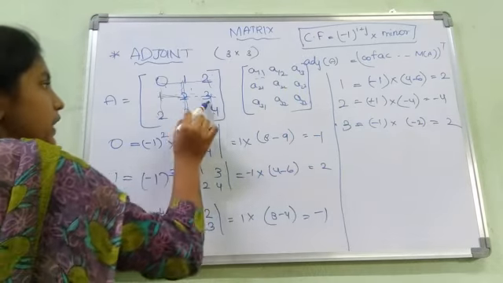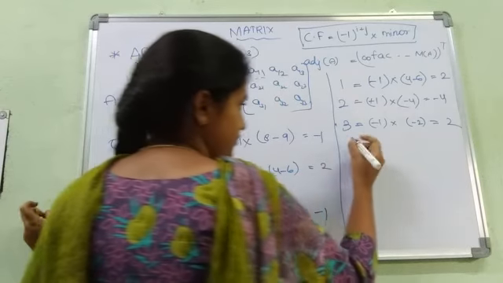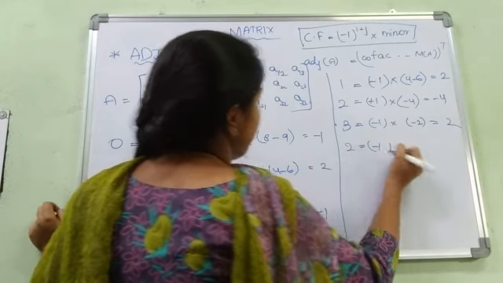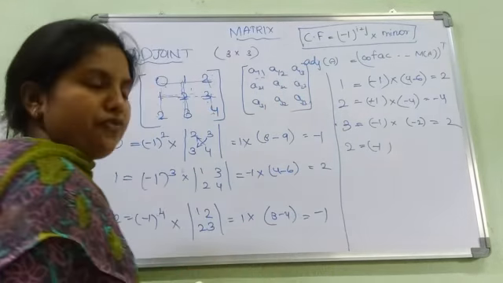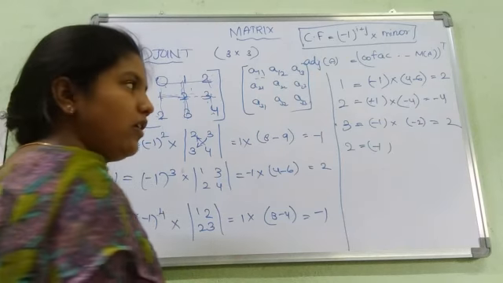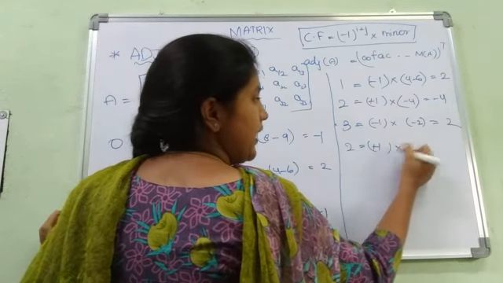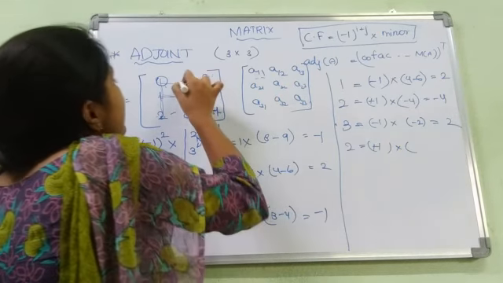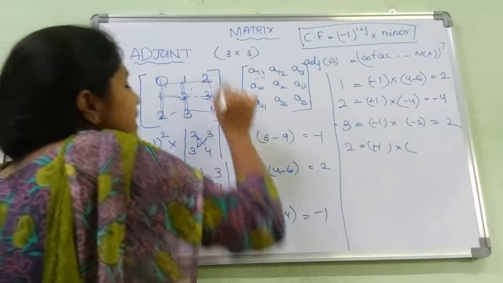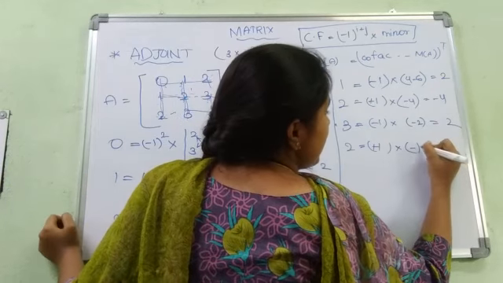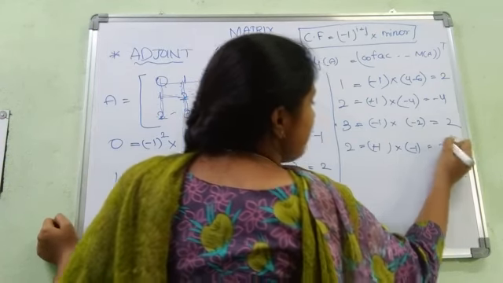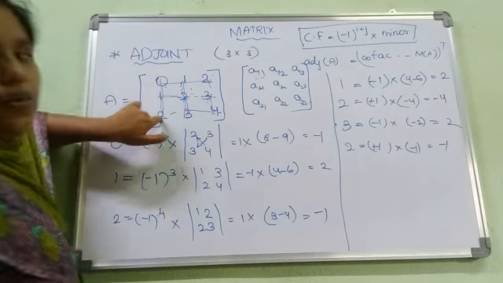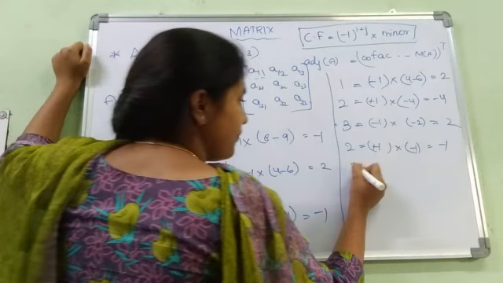And next, as we completed 3, now I will go to 2. -1 to the power of 3 plus 1 means 4. -1 to the power of 4 results in plus 1 into the determinant. Delete the respective row and column, then you get 1, 2, 2, 3. 3 ones are 3, minus 4, minus 1. Minus 1 into plus 1 is minus 1.